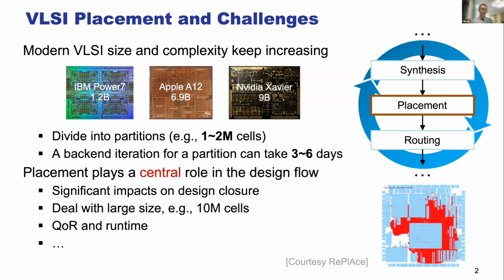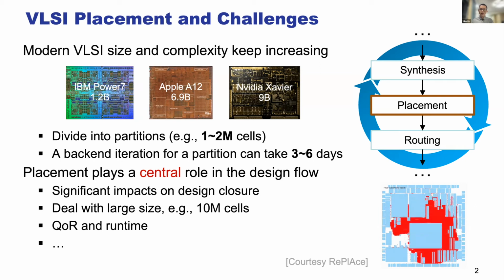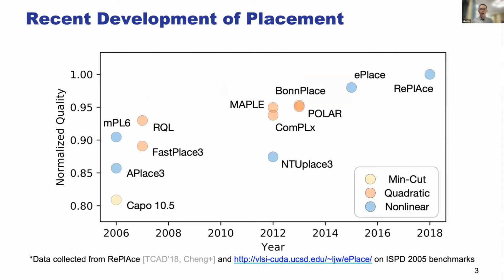Placement is a classic problem known as NP-hard and cannot be optimally solved. Furthermore, we also have to deal with extremely large design sizes, like 10 million cells with tough quality requirements. Therefore, people have been developing various efficient placement approaches to tackle these challenges.